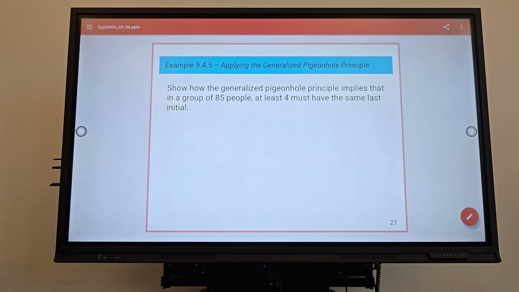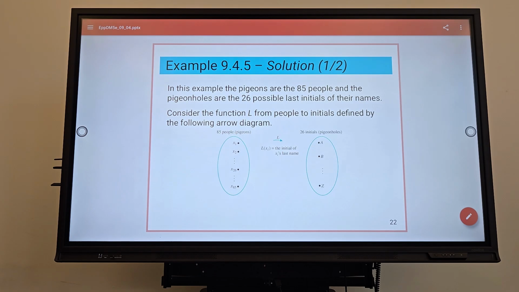Show how the generalized pigeonhole principle implies that in a group of 85 people, at least 4 must have the same last initial. Well, in this example, the pigeons are the 85 people, and the pigeonholes are the 26 possible last initials of their names. Consider the function L from people to initials defined by the following arrow diagram.